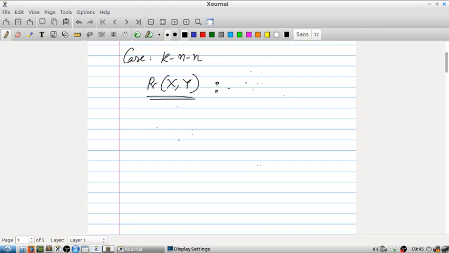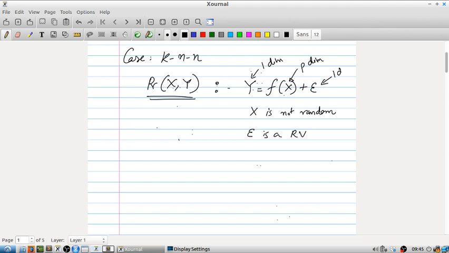The description is that Y is going to be a function of X plus epsilon, where I'm just going to assume that X is not random, and epsilon is a random variable. Let's say Y is one-dimensional and X is p-dimensional. And so, of course, epsilon has to be one-dimensional, because the output variable is one-dimensional.